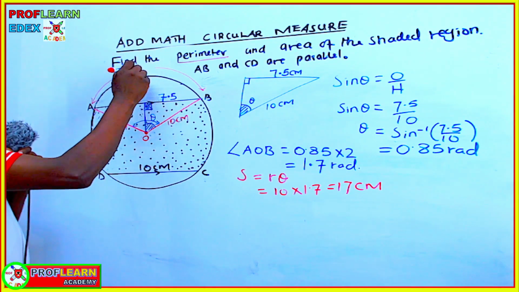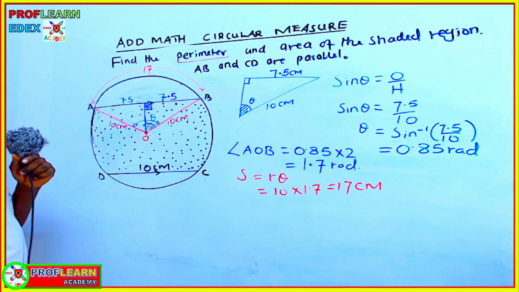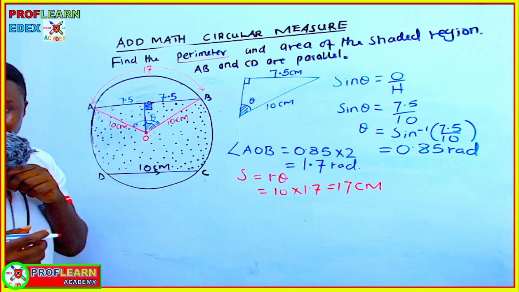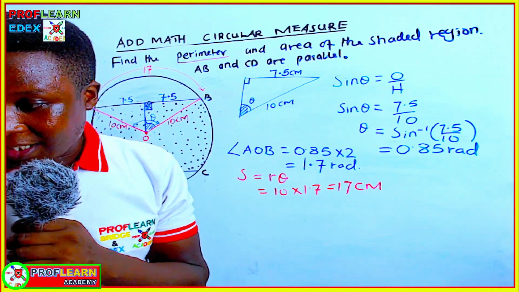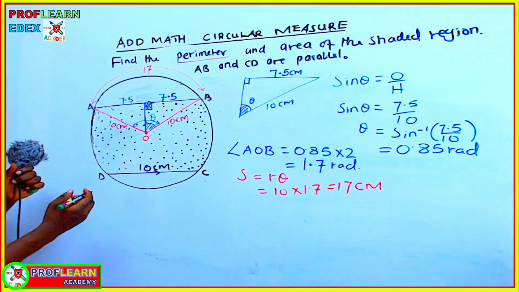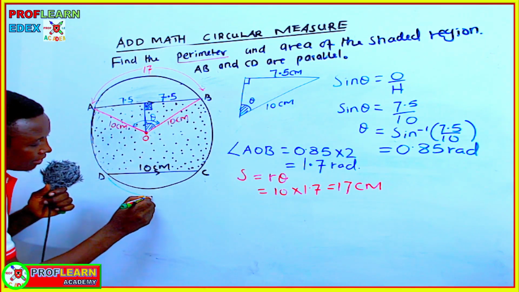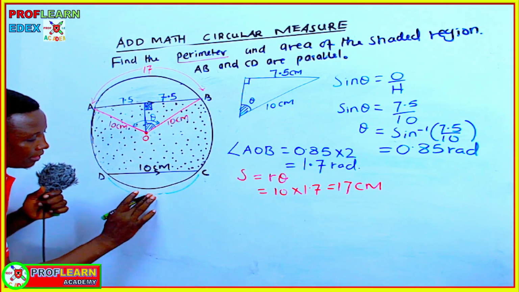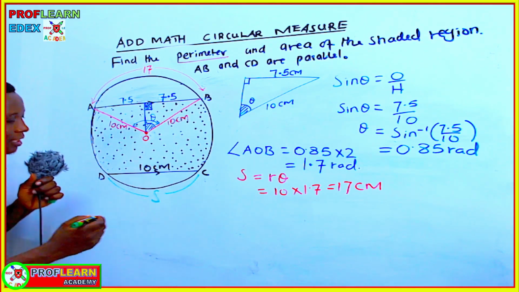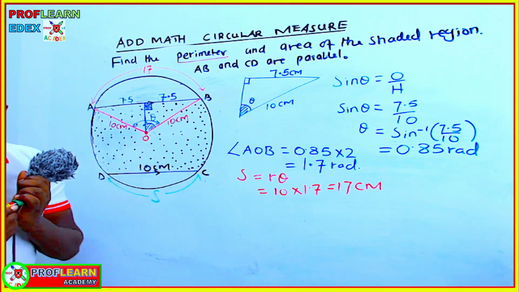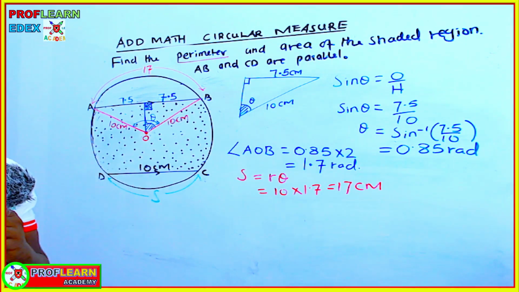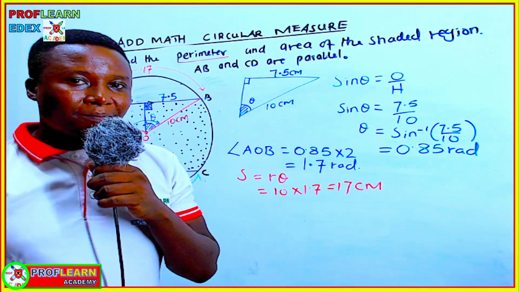So this part we can say that is 17. Now the other measurement that I need here is to work out this arc length down here. I'll call it arc length S, that is DC. Now, in order to work out that arc length, I need to know what this angle is.